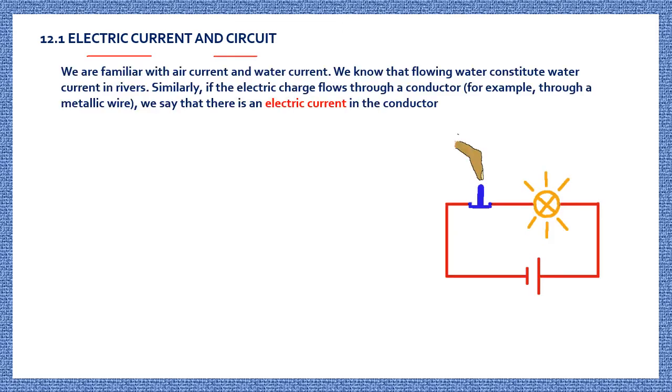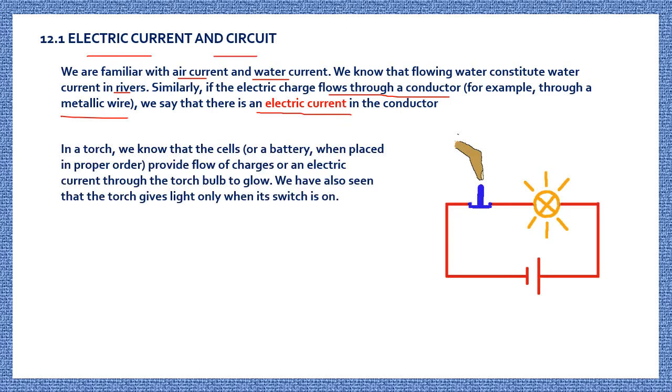See, you are familiar with air current and water current. You know that flowing water constitutes water currents in rivers, and similarly, if the electric charge flows through a conductor, we say that there is an electric current in the conductor. That conductor may be a metallic wire through which the current is flowing.